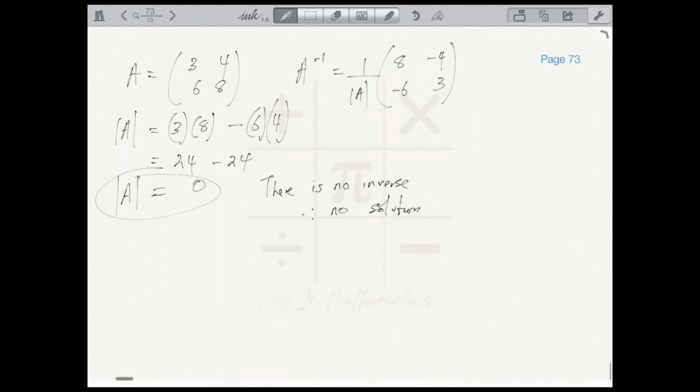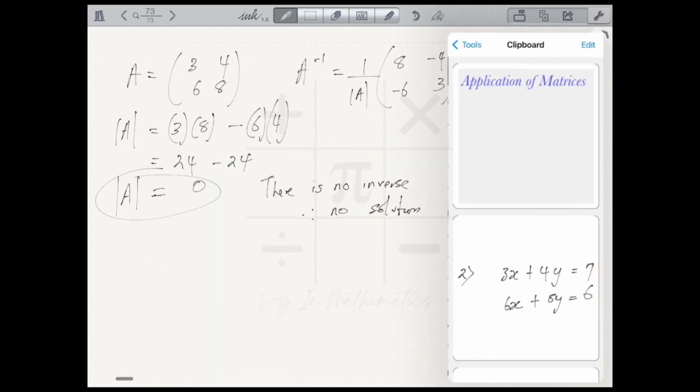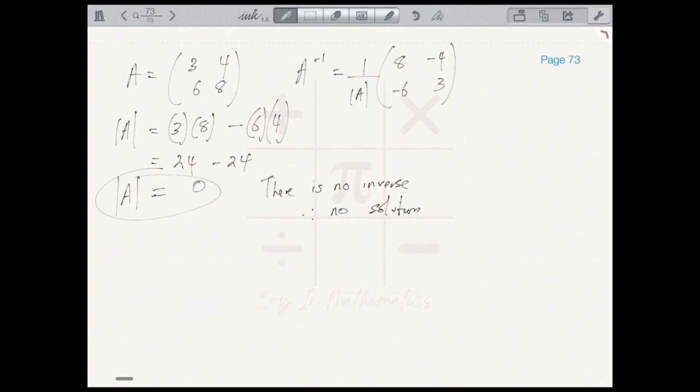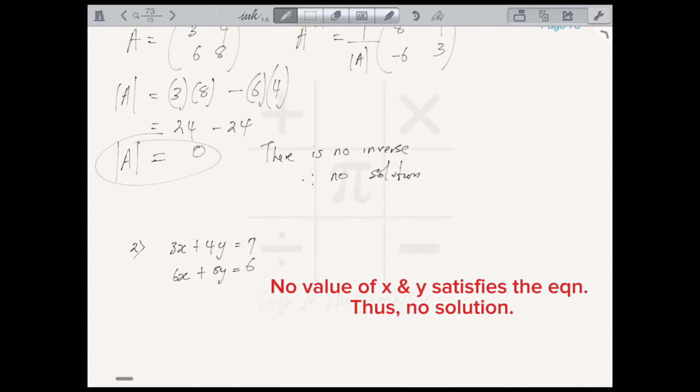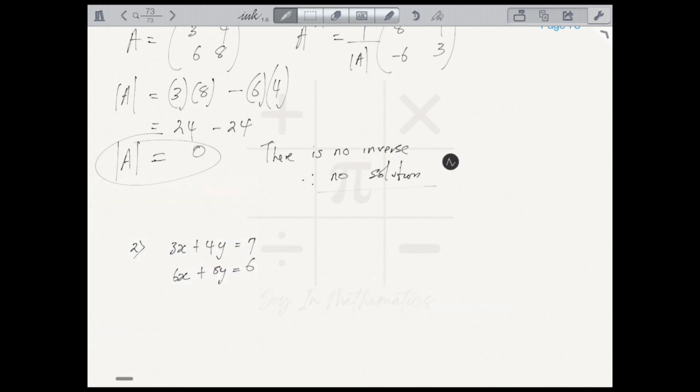So that means for this question of 2x plus 4y equals 7 and 6x plus 8y equals 6, we can see that there is no value of x and y which can satisfy the given equations, because there is no inverse, and once we cannot evaluate the inverse, we cannot arrive at the solution.